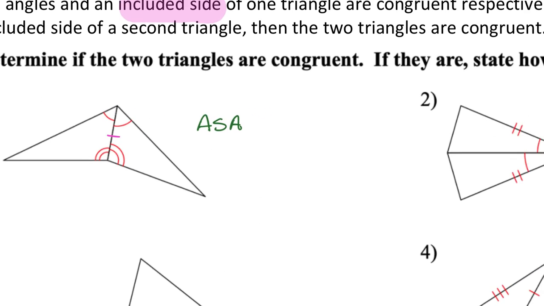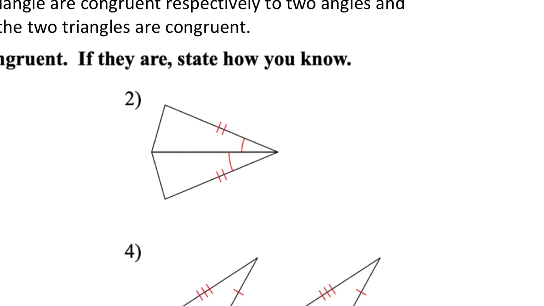Okay. Let's see number two. So again, I know that this side is congruent to itself. Now we have two sides that are congruent on this triangle, and I have the angle that is between those two sides. So that means that this one, we can prove that they're congruent by side, angle, side.